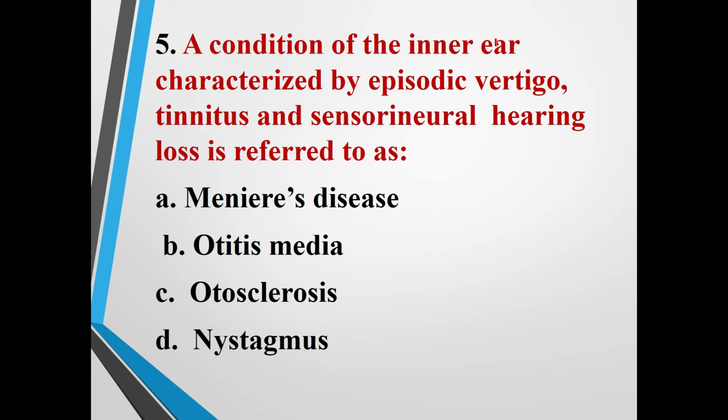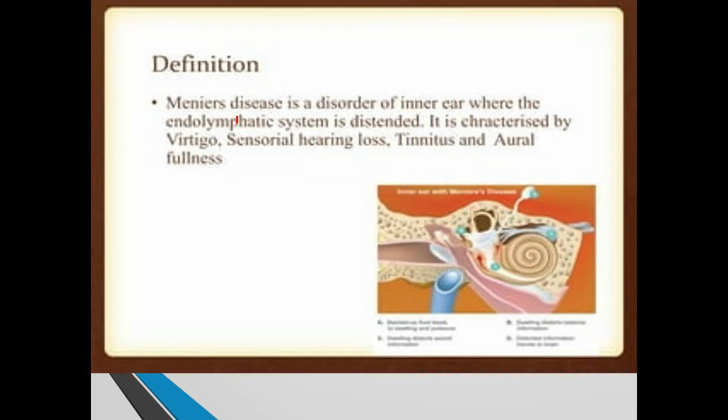A condition of the inner ear characterized by episodic vertigo, tinnitus and sensorineural hearing loss is referred to as. Options: A. Meniere's disease, B. Otitis media, C. Otosclerosis, D. Nystagmus. Answer is A. Meniere's disease. So Meniere's disease is a disorder of the inner ear where the endolymphatic system is distended and is characterized by vertigo, sensorineural hearing loss, tinnitus and aural fullness.